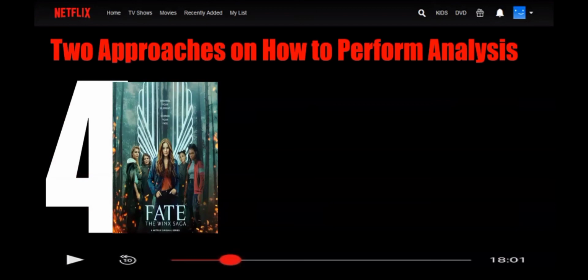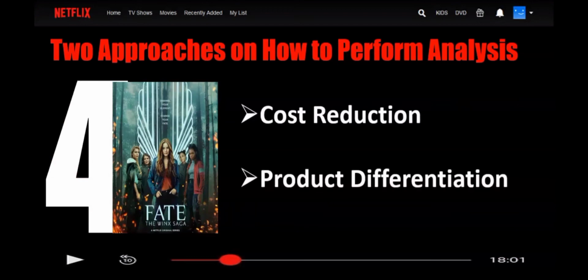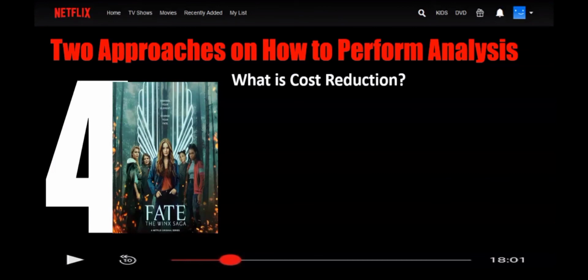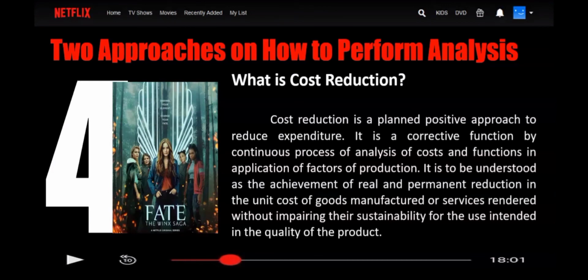There are two. These are cost reduction and product differentiation. What is cost reduction? Cost reduction is a planned positive approach to reduce expenditure. It is a corrective function by continuous process of analysis of costs and functions in application of factors of production. It is to be understood as the achievement of real and permanent reduction in the unit cost of goods manufactured or services rendered without impairing their suitability for the use intended or the quality of the product.